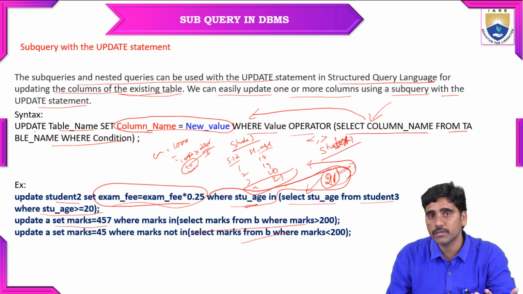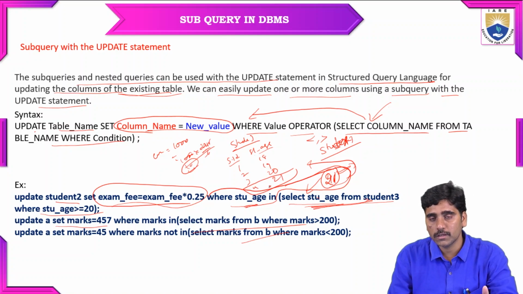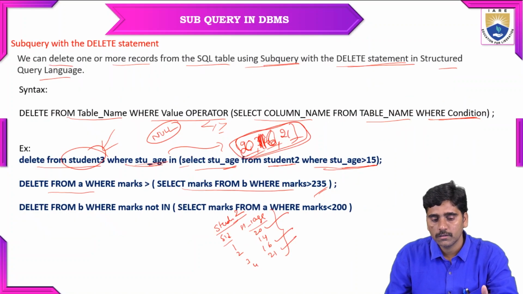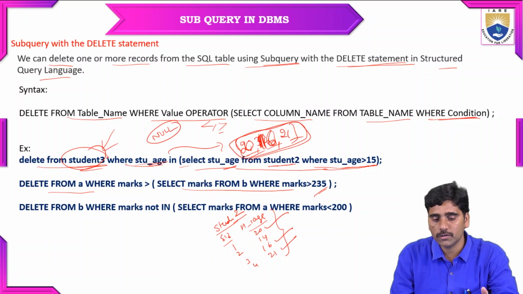Similarly, subquery with update: whatever the result of the subquery is will be used as a condition for the main query, and the values are updated on the basis of that result. Subquery with the delete statement: in the same way, the result of the subquery is a condition for the main query, and based on that result, the main query values will be deleted.